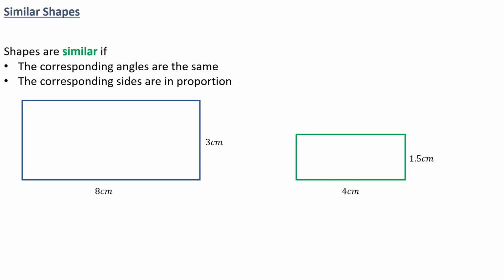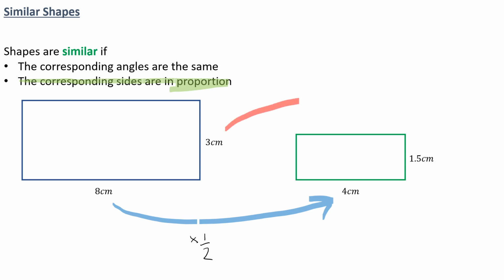The next definition we need to have a look at is that the corresponding sides are in proportion. For example, do you notice here that to get from here to here, we have halved, or we've multiplied by 1/2, and we've done the exact same operation to get from here to here. We have multiplied by 1/2. So as long as the same operation is done to all sides, then this would be a shape that is similar.